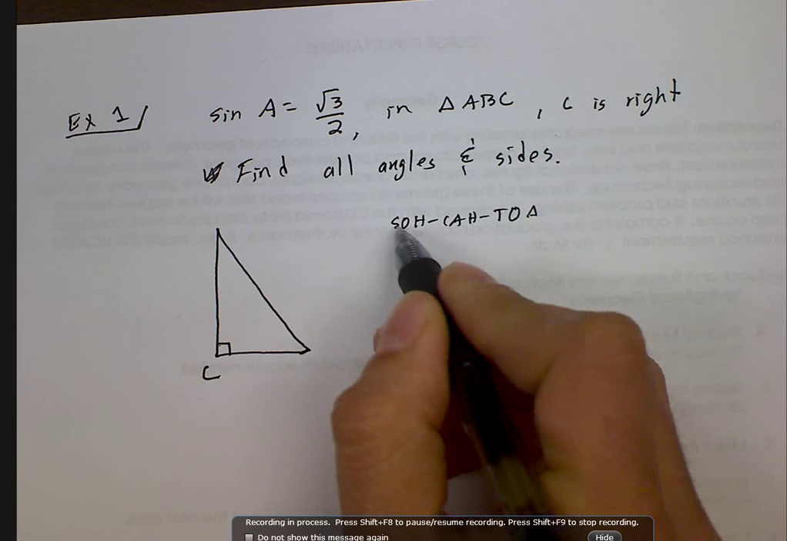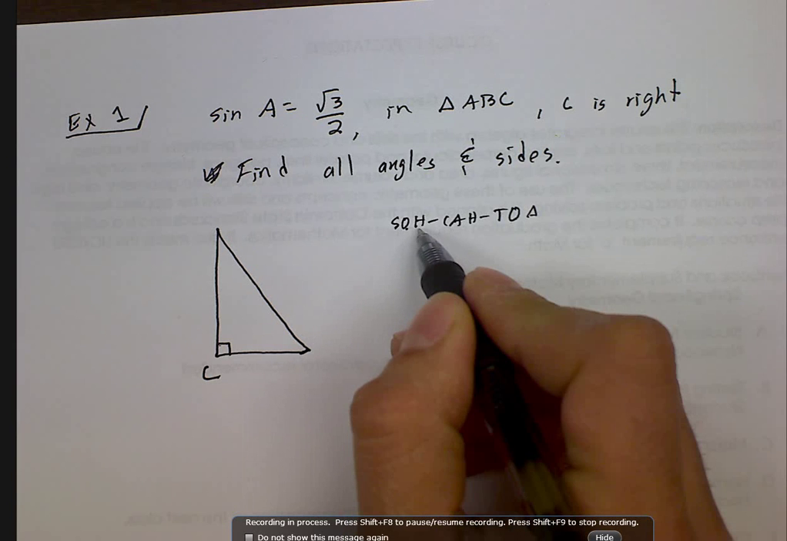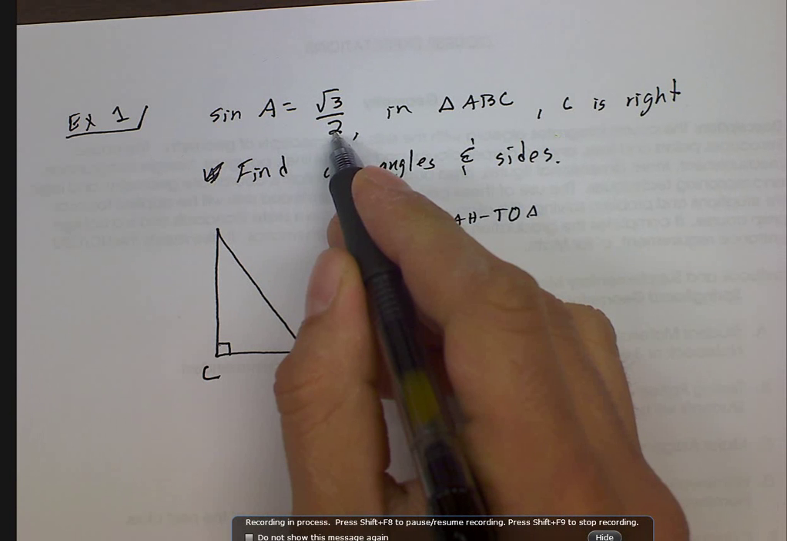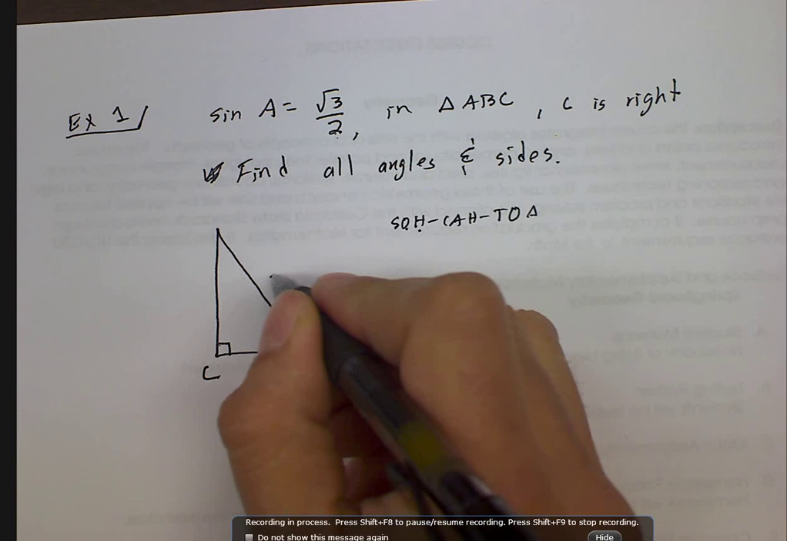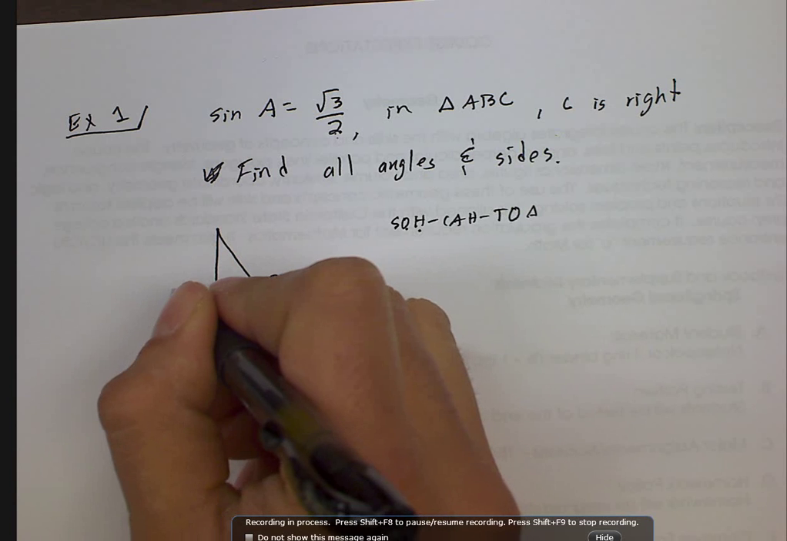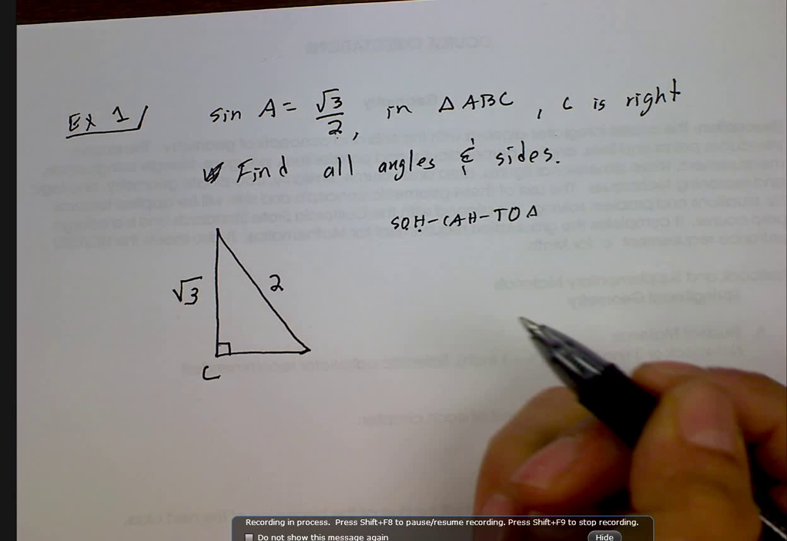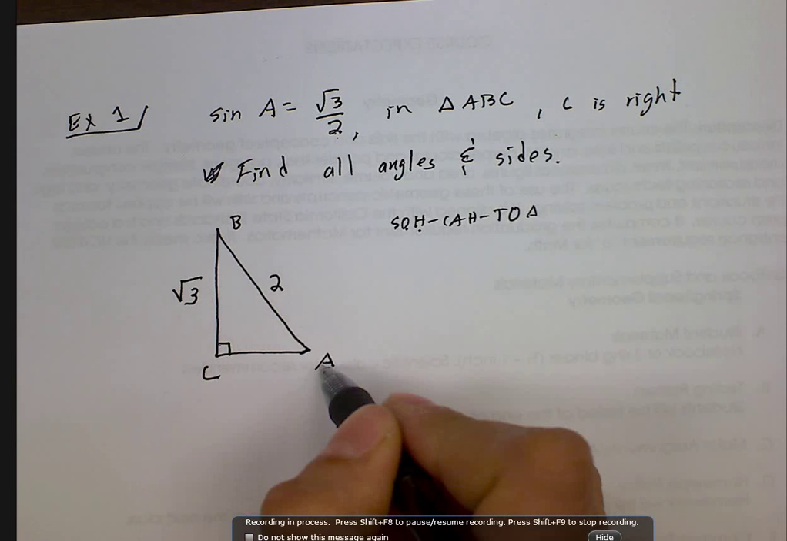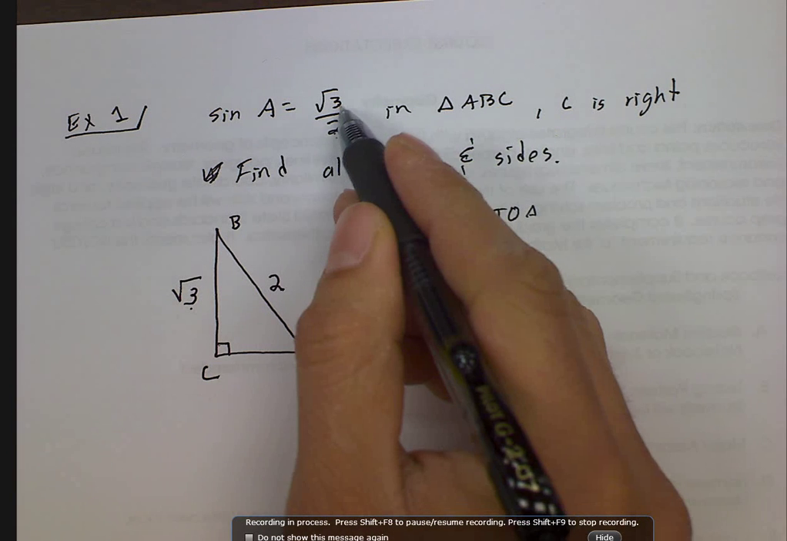Sine is equal to the opposite over the hypotenuse. So I know the hypotenuse is always that one. So if I know this is the opposite, and that's the hypotenuse, I know that one's 2. And then the opposite is going to be root 3. Okay? And this one is A, that one is B. So sine is opposite over hypotenuse, exactly what we have there.